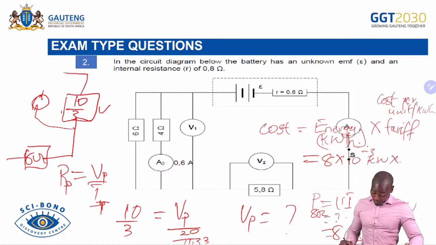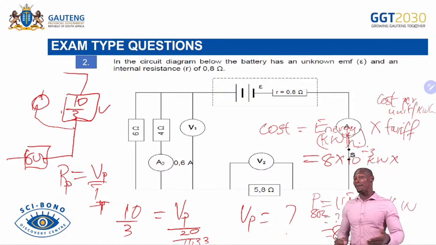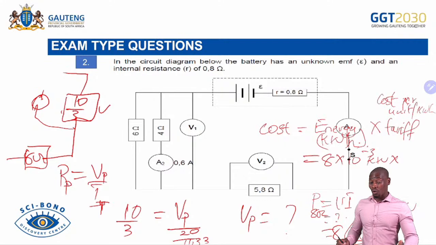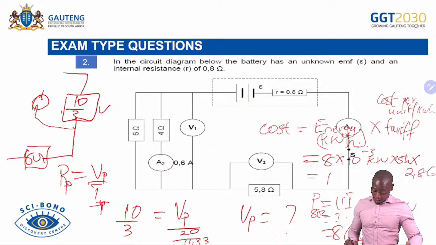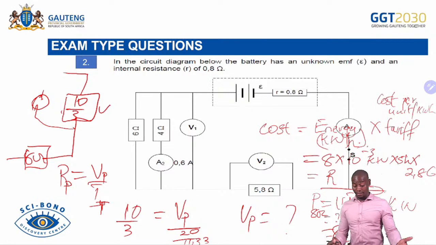Remember, we want energy in kilowatt hour, so you need to multiply by hours. If you are given time in minutes or days, for example, you need to convert minutes to hours. Fortunately here we're given time in hours, so we are going to use that 5 as it is. So that is 5 hours. Then it will be 8 times 10 to the power negative 3 times 5. Then you multiply that by the tariff, which is 2.86.